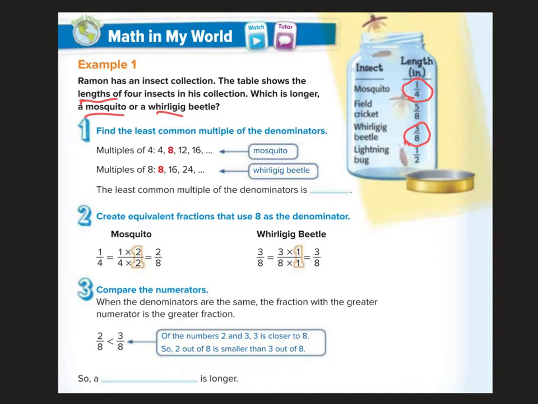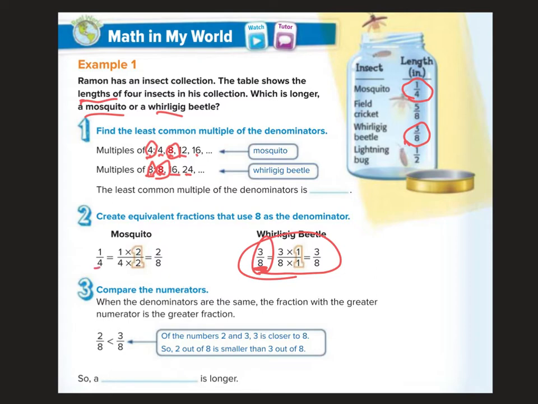This is a strategy you can use. You would say, where do 4 and 8 meet when we're counting by those numbers? If I count by 4s, 4, 8, 12, 16, and then I count by 8s, 8, 16, 24, the smallest number that they have in common is 8. Now, for the whirligig beetle, we could multiply by 1/1, but we don't have to do that. That's just extra work. If 3/8 already has a denominator of 8, we do not have to multiply it by anything.